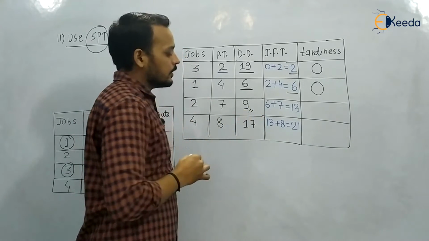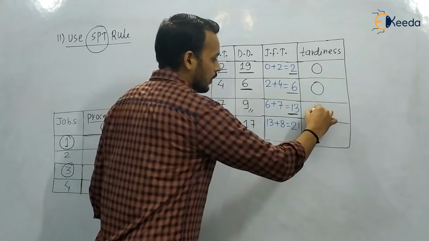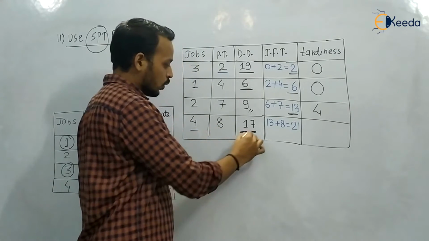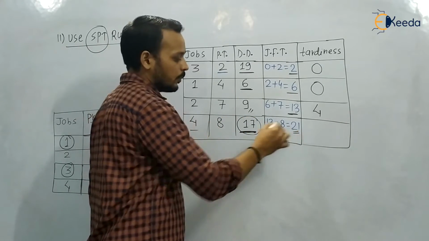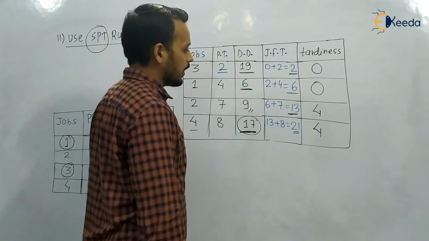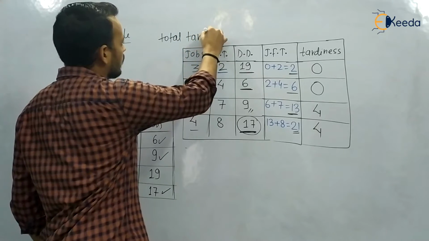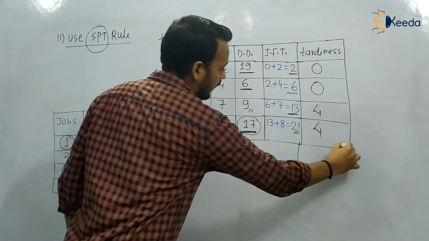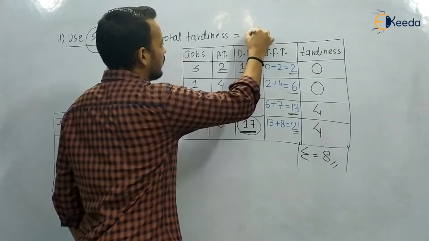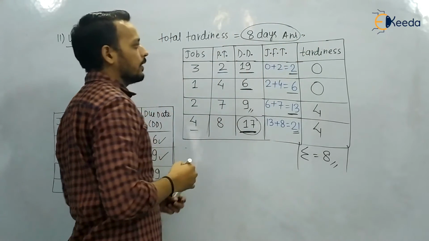You have told the customer to visit on 9th of October and you are completing the work on 13th of October, so you are late by 4 days. For job number 4, you have told the customer to visit on 17th of October and you are completing the work on 21st of October, so again you are late by 4 days. So they are asking total tardiness. You can see here total tardiness is summation of 4 plus 4, that is 8. So total tardiness is 8 days. Okay, so this is our final answer.